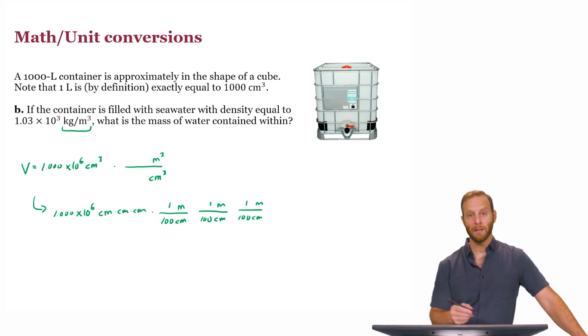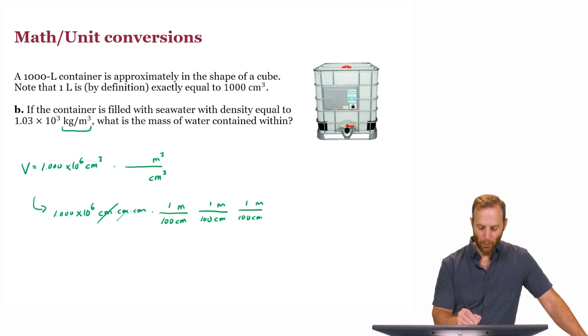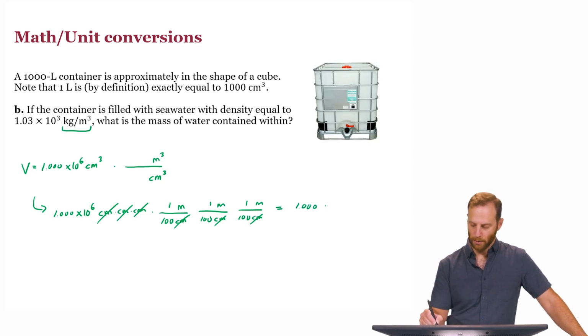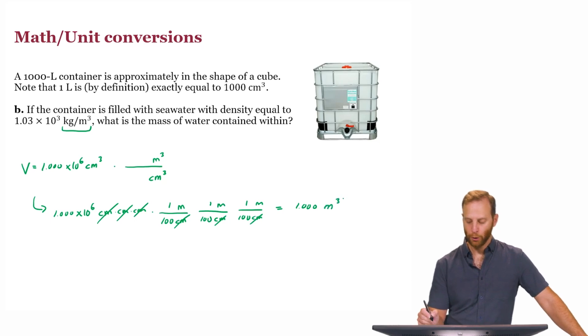And so our 10 to the 6 on top divided by 10 to the 2 divided by 10 to the 2 divided by 10 to the 2, with our centimeters canceling out and our meters turning into meters cubed. This is 1.000 times 10 to the 0. In other words, 1 cubic meter.